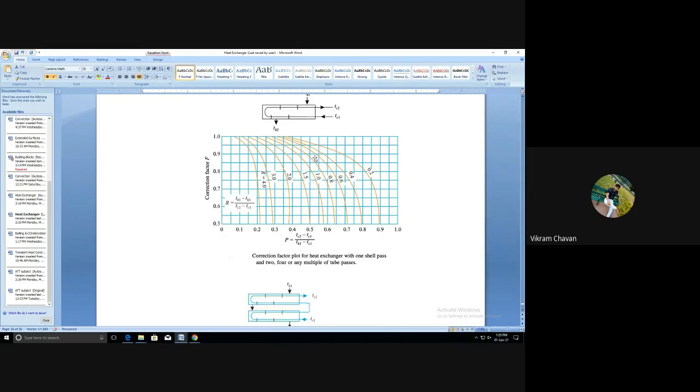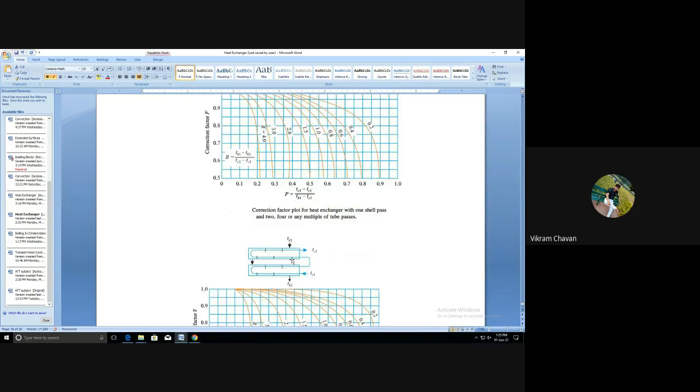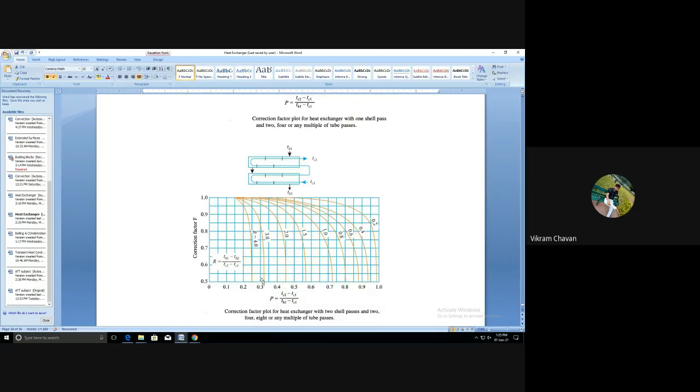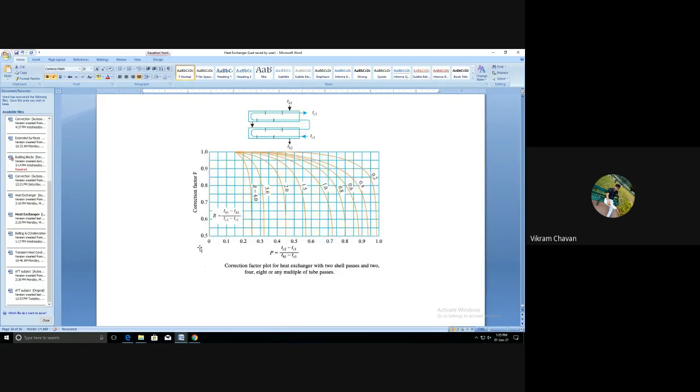If you are considering multiple shells, say two shells, the inner fluid passing through the tube passes two times in one shell and two times in the other shell. That will be the two shell, four pass heat exchanger. In that case you have to consider a different chart, and use the same logic to determine the correction factor.